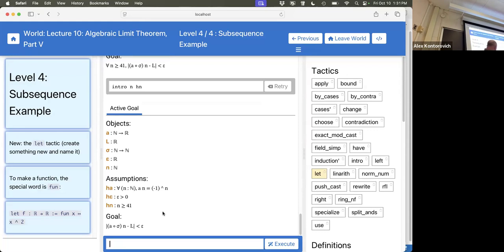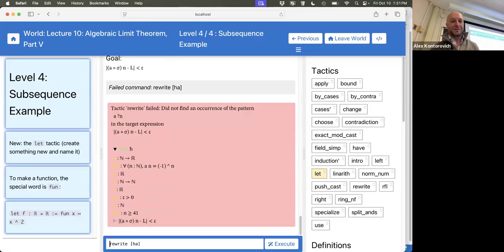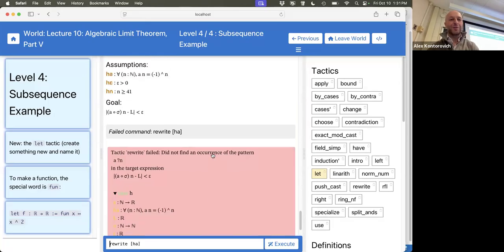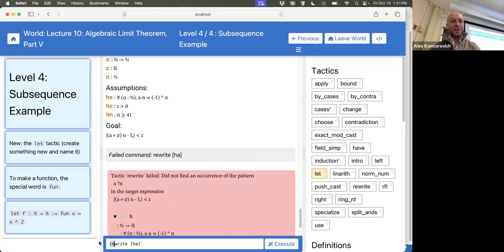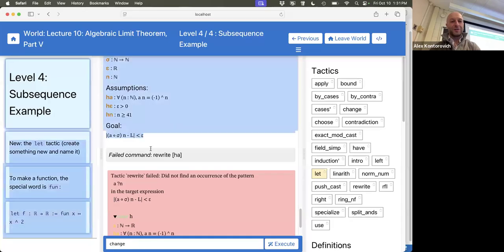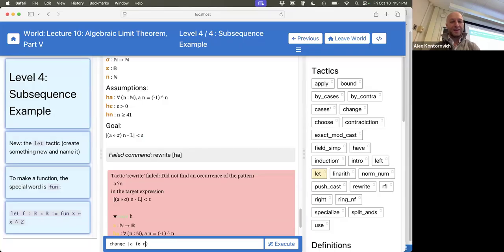Let's change this. Okay, let's rewrite ha. Rewrite ha. So it doesn't see through that. So first we have to change. Let's change the goal to a of sigma n. And in fact, sigma n, we know what sigma n is. It's 2 times n minus 1. We know what L is. L is 1, is less than epsilon.